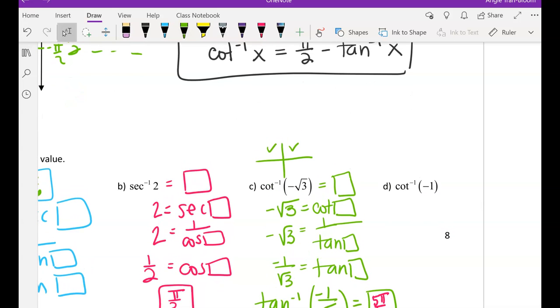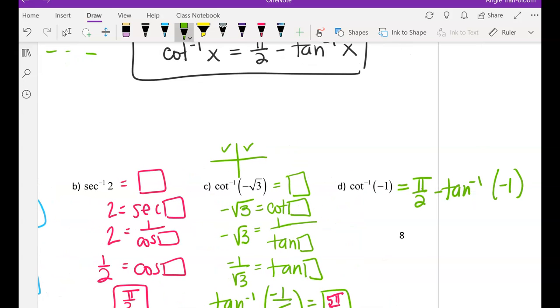Okay, so cotangent inverse of negative 1 is exactly the same as if we were to take pi over 2 minus tangent inverse of negative 1. Yes, pi over 2, take away. Tangent inverse of negative 1 is in what quadrant? 4. What angle in 4? Negative pi over 4. So I'm going to write negative pi over 4. Two negatives will make it a positive. Common denominator will tell me it is 2 pi over 4 plus pi over 4.